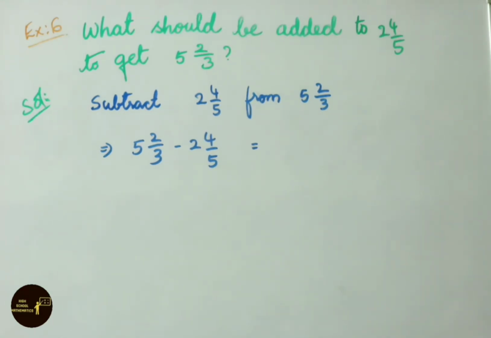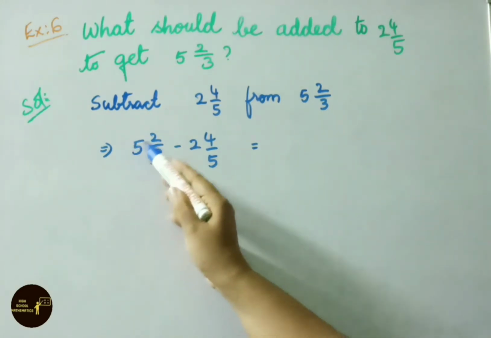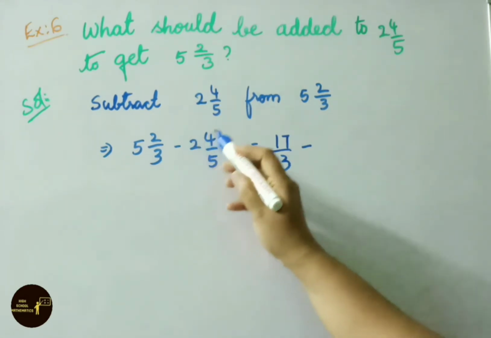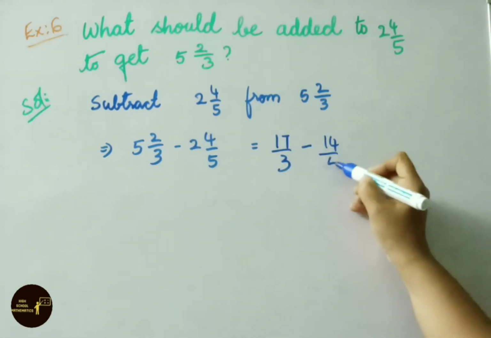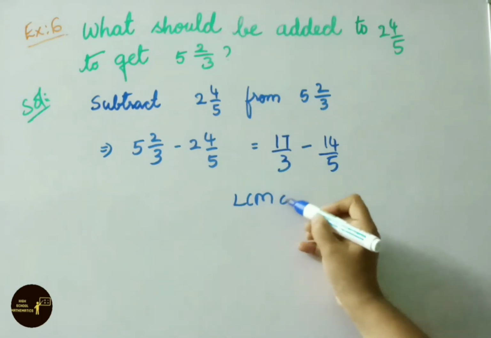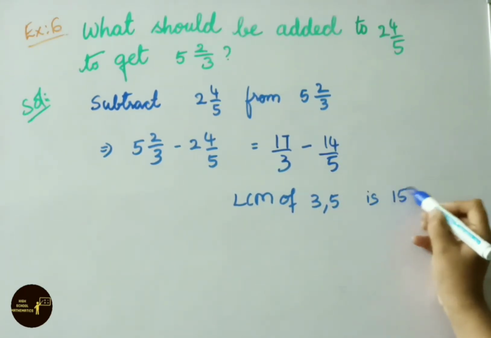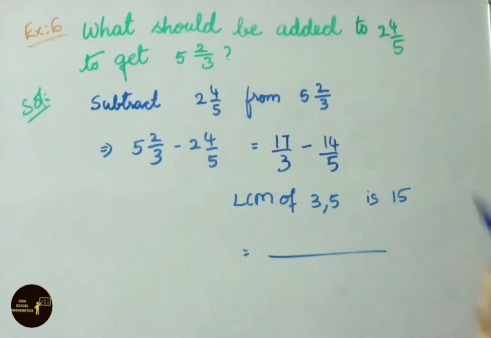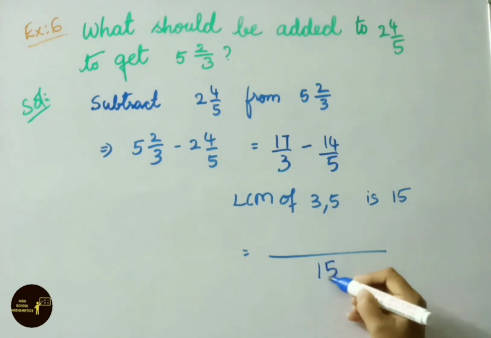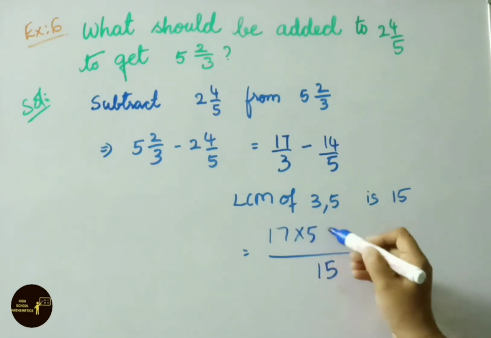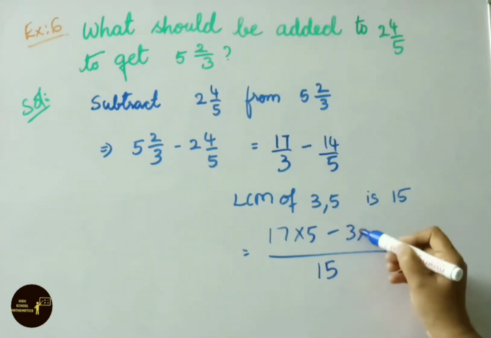Now we have to convert mixed fraction to improper fraction. 3 5s are 15 plus 2, that is 17 by 3, minus 5 2s are 10 plus 4, 14 by 5. We have to find the LCM of 3, 5. That is 3 5s are 15. That equals the LCM of denominators 3, 5. We got 15. So write down the LCM as 15 here. Now cross multiply 17 into 5 minus 3 into 14.